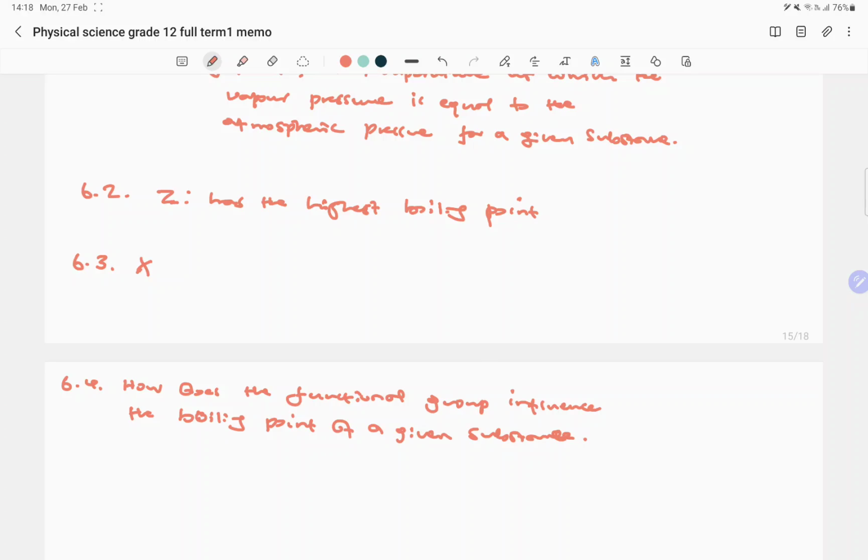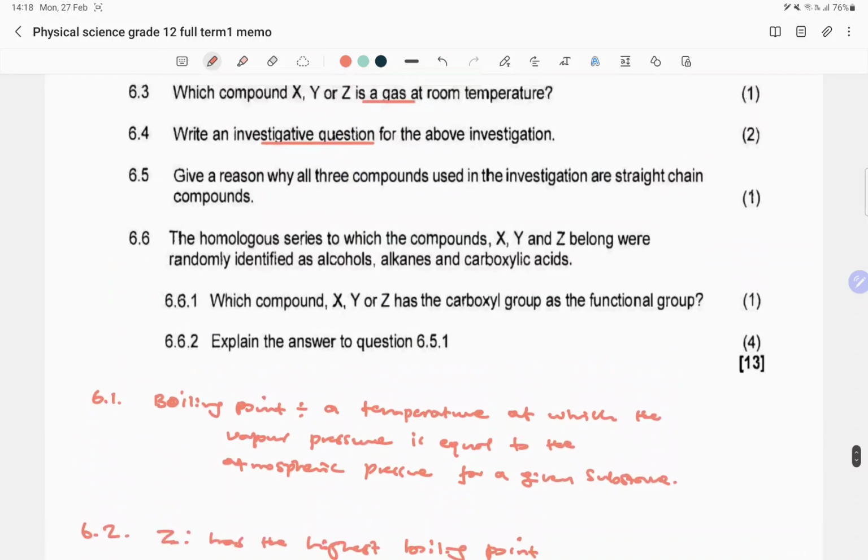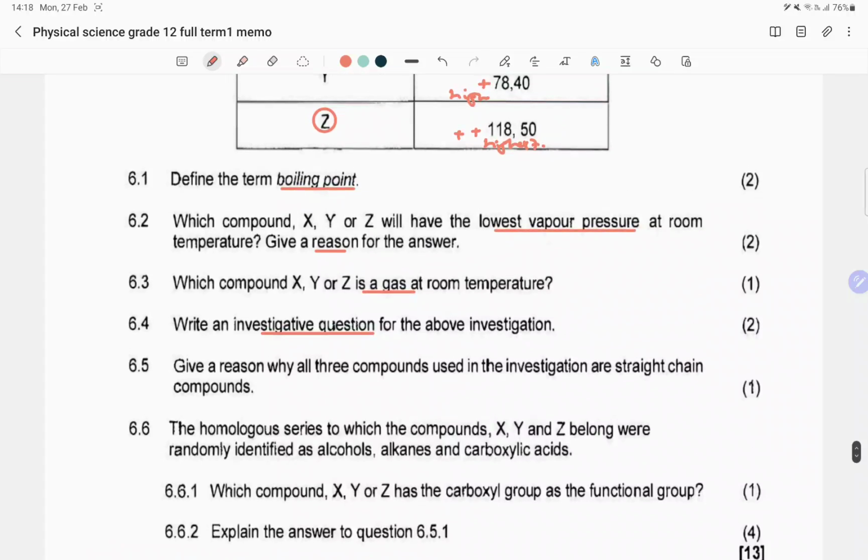The key is, does a functional group impart a particular property in a particular substance in terms of its physical properties? Now this is when you're trying to be more advanced in science. Okay, we don't need to be very complicated, we need to be straight and to the point. Okay, give a reason why all three compounds used in the investigations are straight chain.